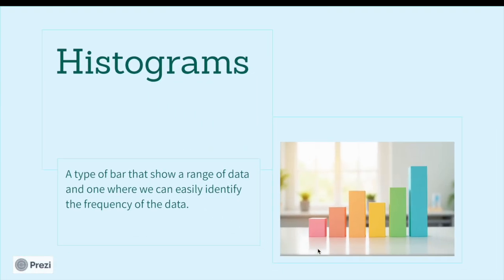For histograms, histograms are like bar graphs that show how often a range of numbers is presented in the data. Sometimes students will score, for example, on test scores, maybe 90 to 100, 80 to 90, 70 to 80, and we want to see those in ranges in the columns in this graph.